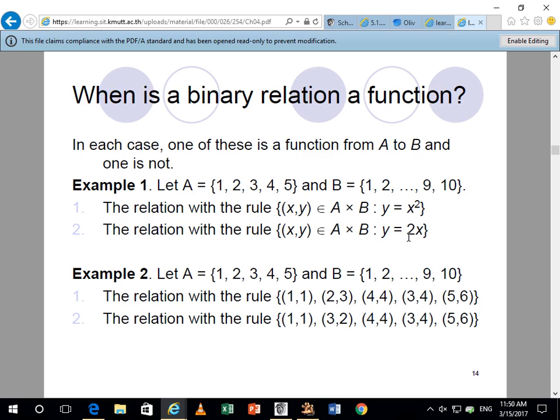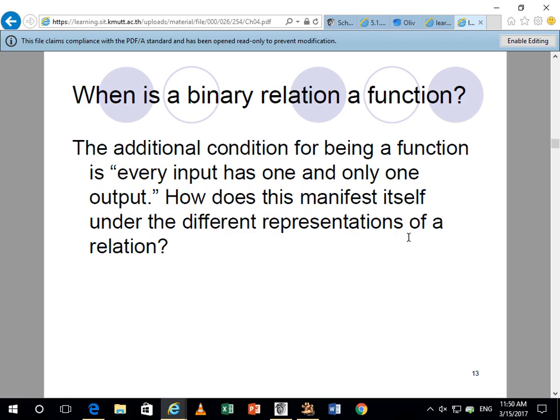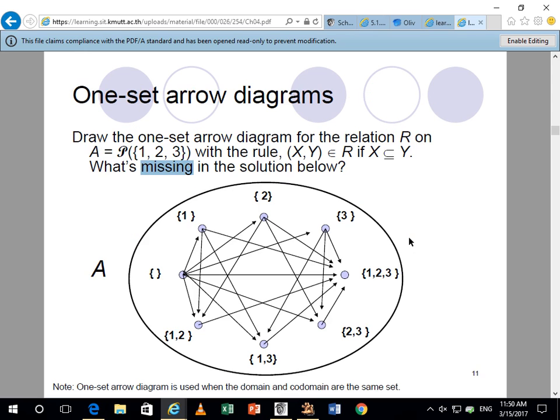But the first one is 1, 2, 3, 4, 5. Each gives you a single output. So a binary relation is a function if and only if one and only one output comes from each input. Okay. So obviously, this is not a function. Each input can have multiple outputs.